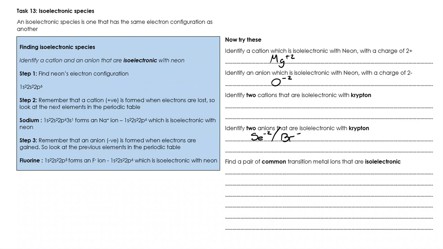It's not in the first 36, but going back to the 2 cations, for the same reason, Rb+ would have lost an electron to go down to 36. Sr2+ would have lost 2 electrons to go down to 36. Isoelectronic with krypton. There isn't one single answer for the next one, the common transition metal ions that are isoelectronic. I've picked manganese and iron. They're neighbours, they're right next to each other. If manganese loses 2 electrons and iron loses 3 electrons, they would both give the same electron configuration.